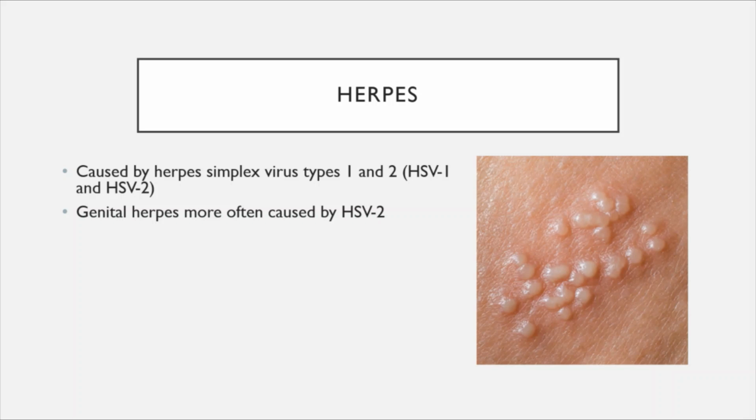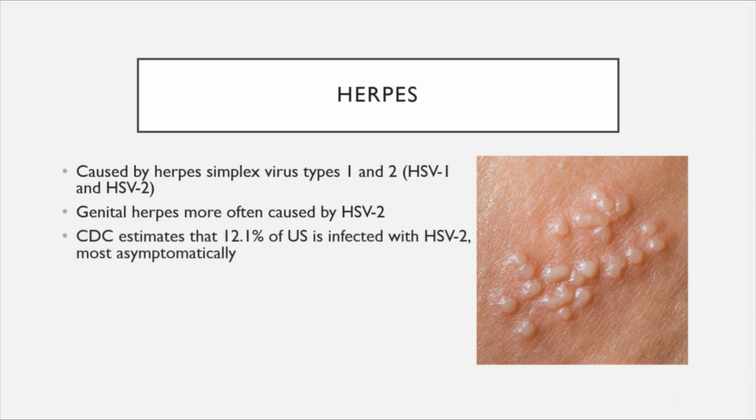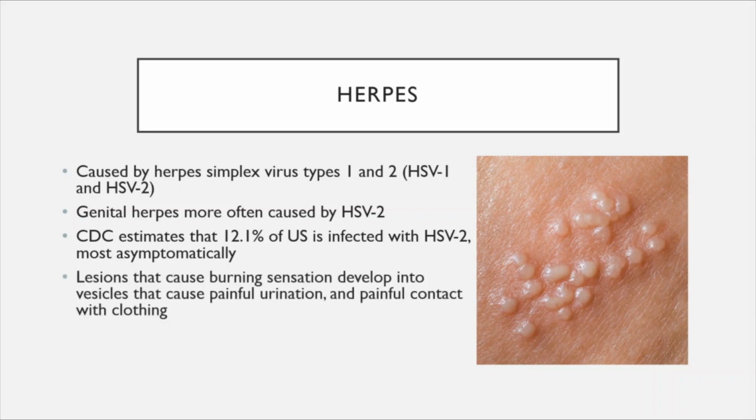Both of these viruses can infect either the oral mucous membranes or the genital mucous membranes, but more commonly HSV2 is localized around the genitals. The Centers for Disease Control estimates that 12.1% of the United States population is infected with HSV2, most of them asymptomatically. Among people who are symptomatic, the disease presents as lesions that cause a burning sensation, and they develop into these fluid-filled vesicles that cause painful urination and can often be painful when coming into contact with clothing.